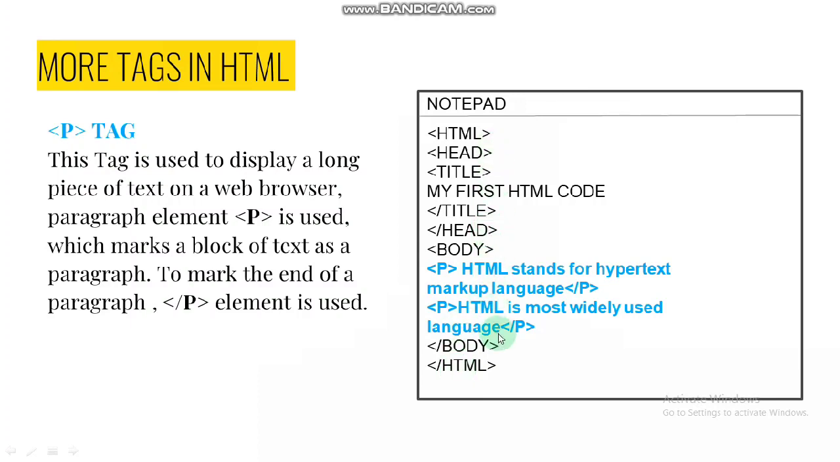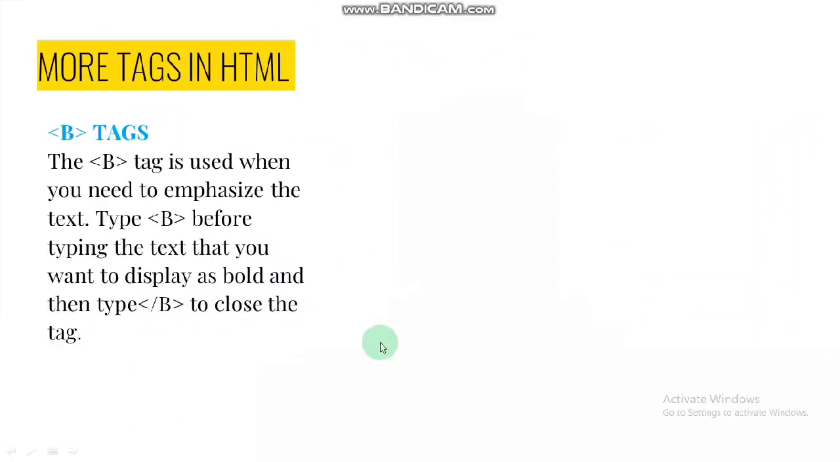Implementation of this paragraph tag we will see in our practical videos. Now let's move to our next tag, which is a B tag. Children, B tag is a bold tag. The B tag is used when you need to emphasize the text. Type B tag before typing the text that you want to display as bold, and then type closing B tag to close the tag. With a forward slash, we close the tag.